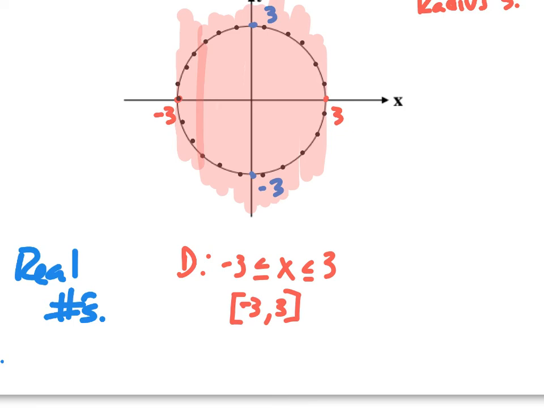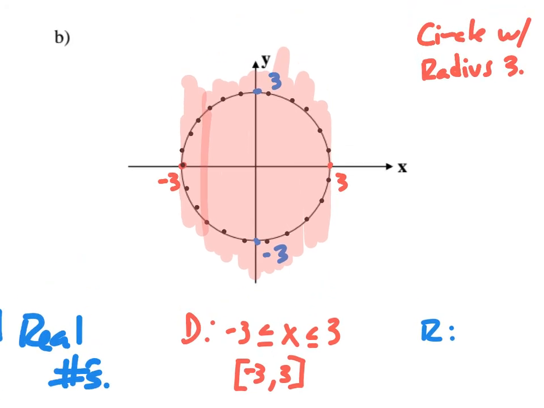If I wanted to talk about my range, going from the bottom to the top, where do I start? I start down here at -3, and all the points that are on the graph are between -3 and +3. So I would shade all the way up to +3. Now, you don't have to shade this. I'm just trying to show you a visual as to what you're doing. So all the points are going to exist between -3 and 3.